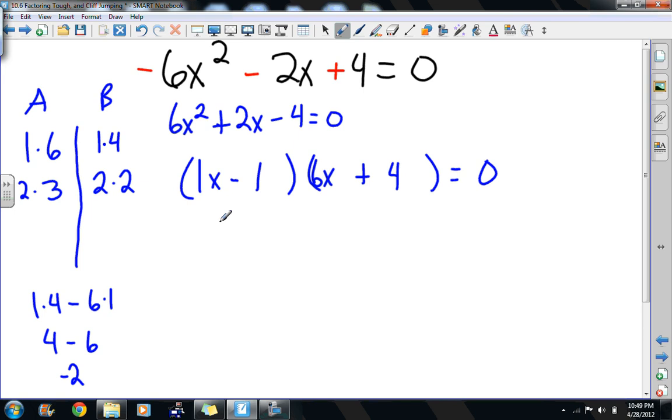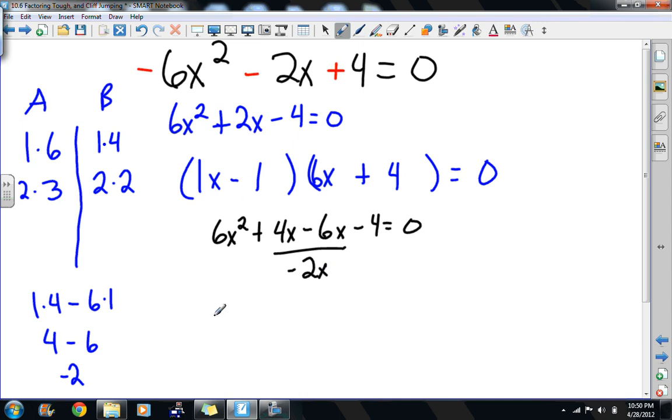I get 1x and 6x give me 6x squared. That's good. That's what I needed here. Then I'm going to do 1x and 4 to give me positive 4x. Then I look at negative 1 times negative 6x, which is negative 6x. And negative 1 times positive 4 is negative 4 equals 0. Okay, now these become negative 2x, so that works.